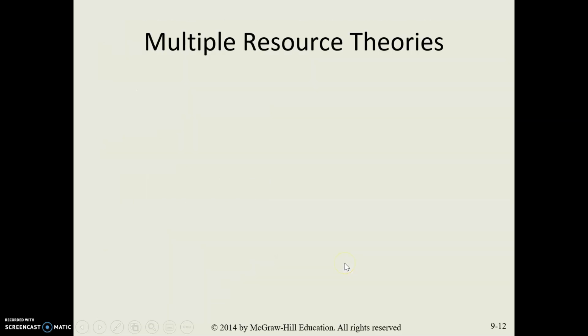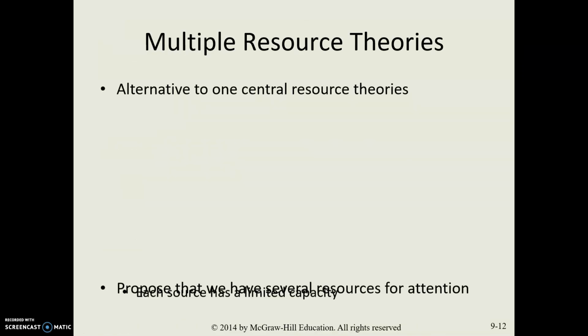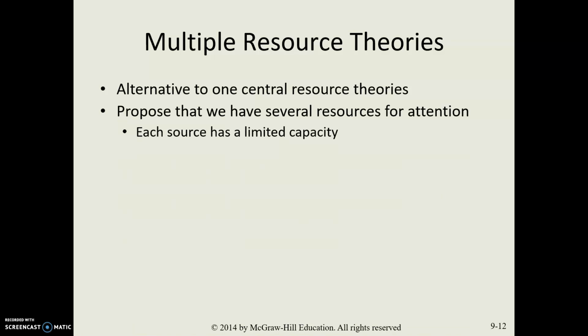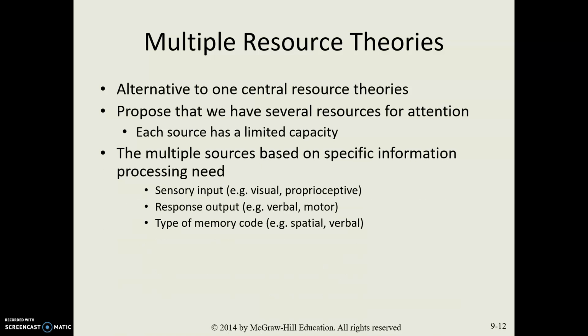Now finally, Wickens, and he has a multiple resource theory. And so he says instead of one central resource, you have multiple resources. Each of those sources do have a limited capacity, but you have a lot more options. And so he breaks his model into several different parts. He talks about how you process information, how you bring information in, different ways we take sensory information in, how we might output, what our final action might be, how we might code information in memory.